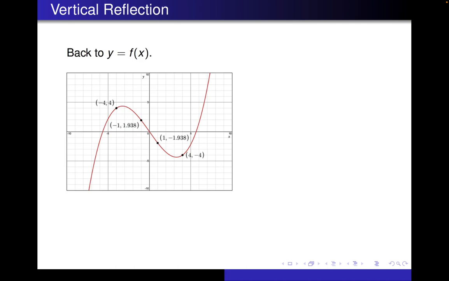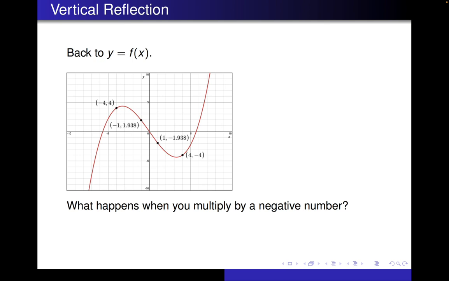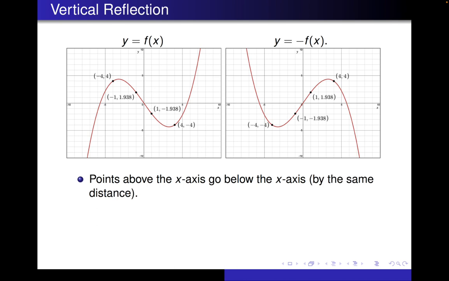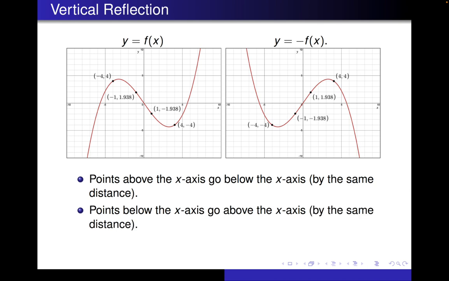All right, so let's see what happens when we take our old y coordinate, f of x, and multiply it by a negative number. So this one, we're just going to change the sign. We're just going to call it negative f of x. If you want to look at the graph, again, they look very similar. They look kind of like a mirror image of one another. The points above the x-axis get flipped down below the x-axis, right? Because the y coordinates are changing their sign. And again, it's by the same distance that they originally were. The points below the x-axis go above the x-axis, and again by the same distance because we're just changing the sign of the y coordinates. And so that means when we have y equals negative f of x, it has the same graph except reflected over the x-axis.